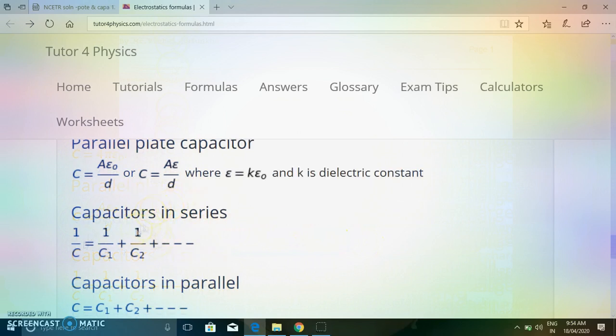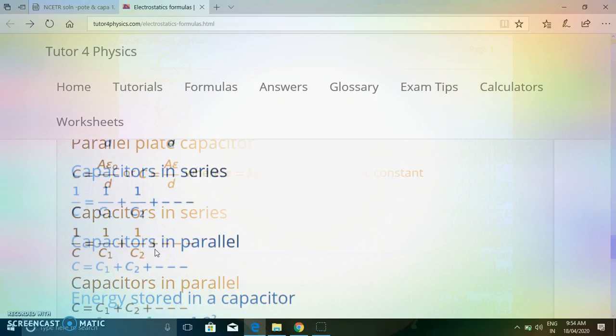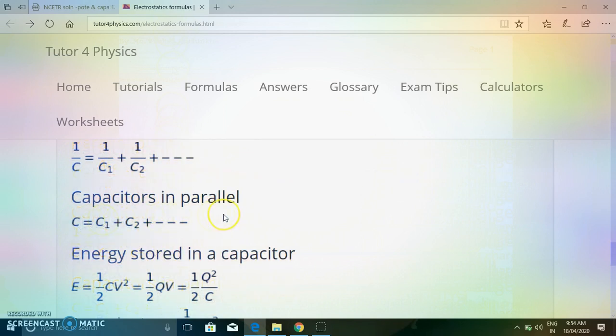Then if you connect capacitors in series, the reciprocal of the equivalent capacitance is equal to the sum of the reciprocals of all the individual capacitances in the series combination. Then if you connect capacitors in parallel combination, the equivalent capacitance C is equal to the sum of the individual capacitances connected in parallel.